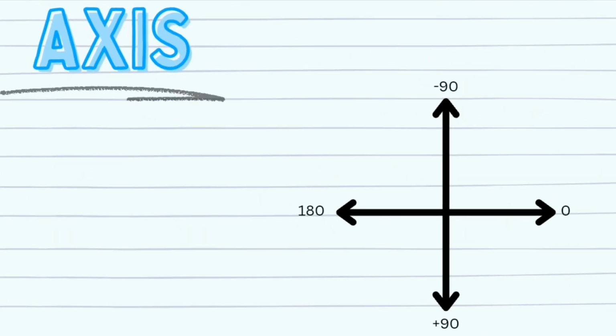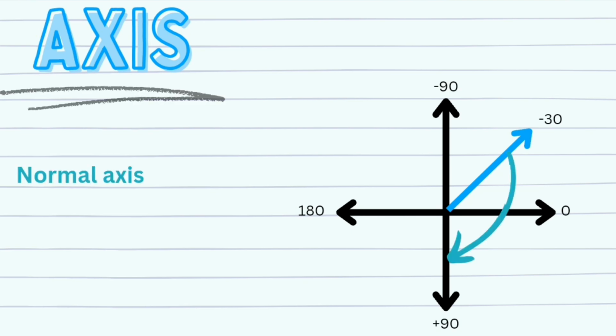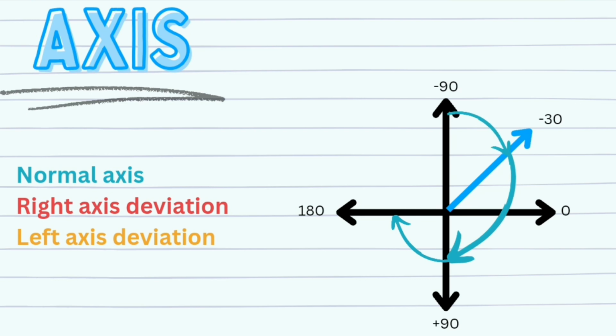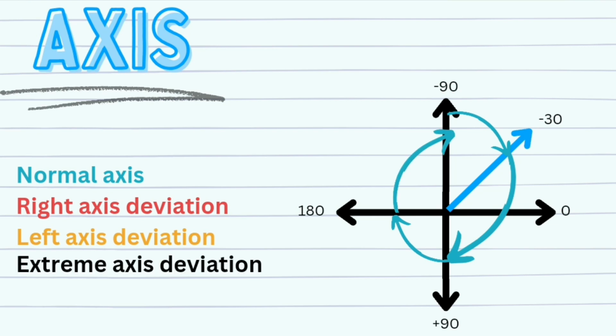Axis. Assume this axis, which includes 0, 90, and 180 degrees. Placing -30 between 0 and -90. From -30 to +90 it's normal axis. From +90 to 180 right axis deviation. From -90 to -30 left axis deviation. And from 180 to -90 extreme axis deviation.